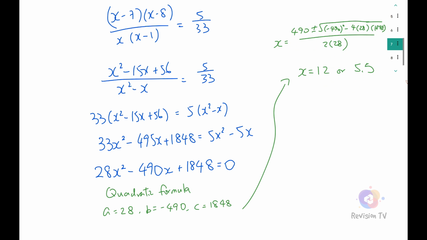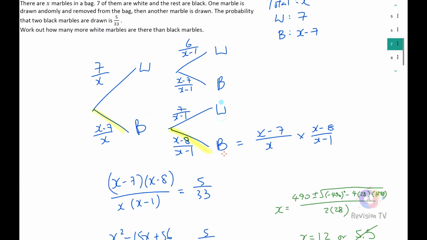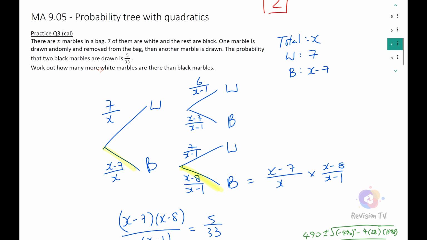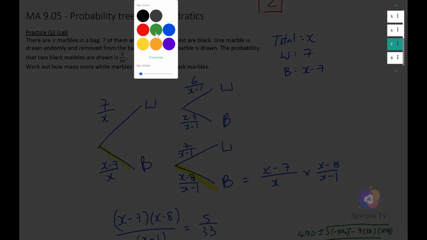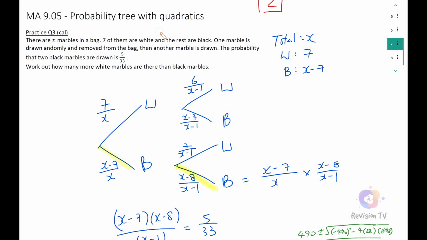You can't have decimal marbles. Again, lost counters, whatever. So x has to be 12. But we're not asked what the value of x is, are we? We're asked how many more white marbles there are than black marbles. Because we now know x is 12, that means there are 12 minus 7, 5 black marbles. So the difference is 7 minus 5, which is 2 marbles. And that's the final answer.